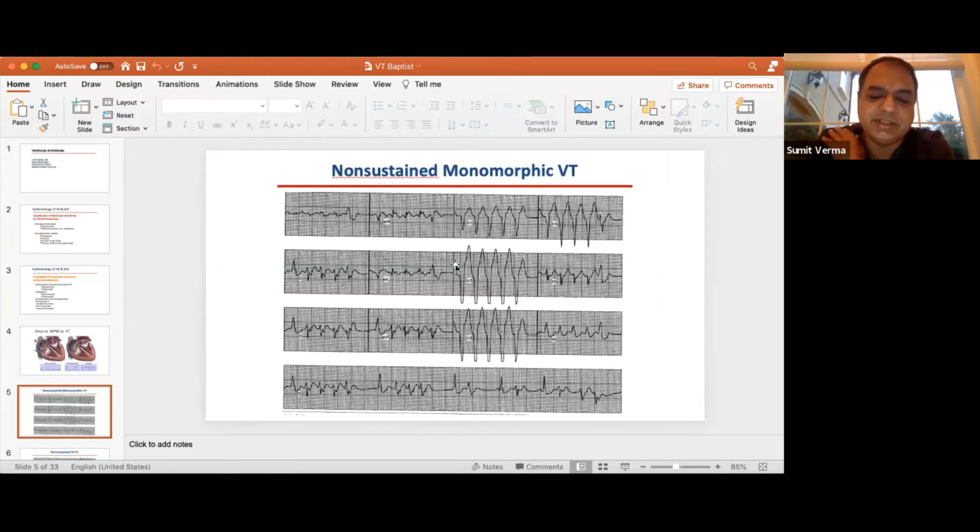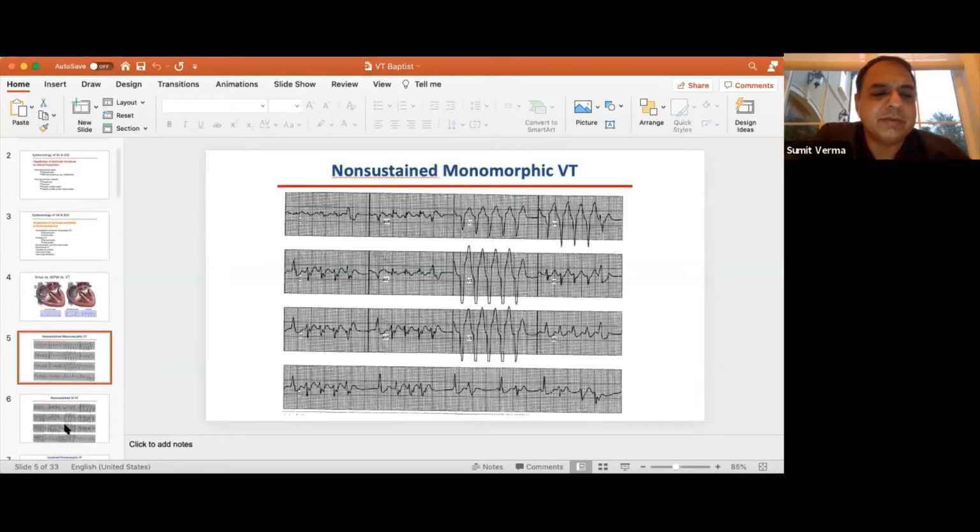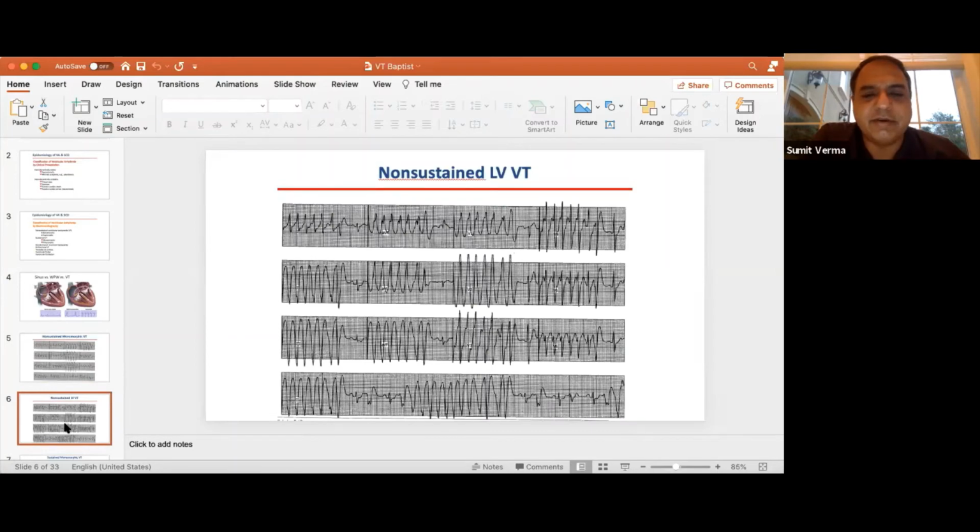So remember where V1 sits, it sits over the right intercostal space. Usually that means you're sitting right on top of the right ventricle. So if it's negative in V1, it means it's starting in the right ventricle and going towards the left, because it's negative there. Activity is moving away from that area. If it's positive, it means it's coming towards that area. So it usually means it's in the left ventricle.